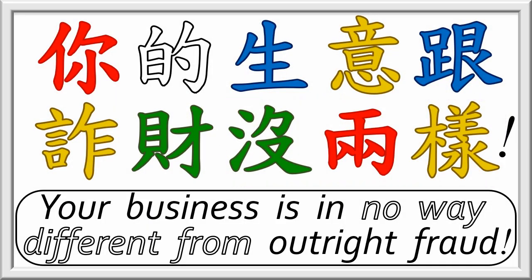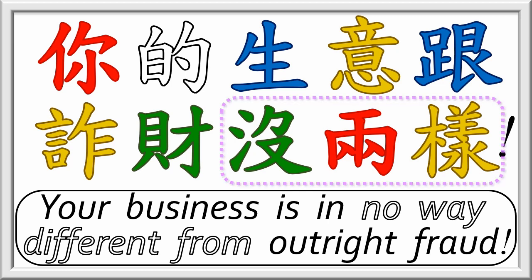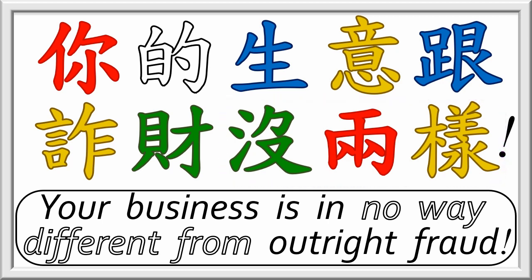没有两样, and its shorter version, 没两样, mean that two things are the same. There's no difference. They're not two of a kind. They're the same. 你的生意跟诈财没两样. Your business is in no way different from outright fraud.